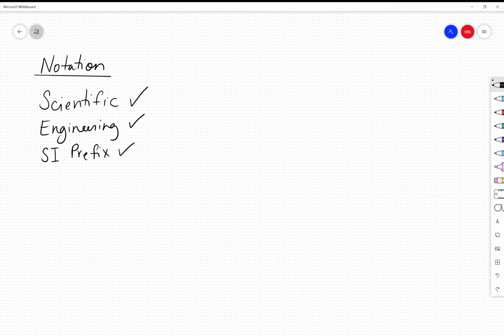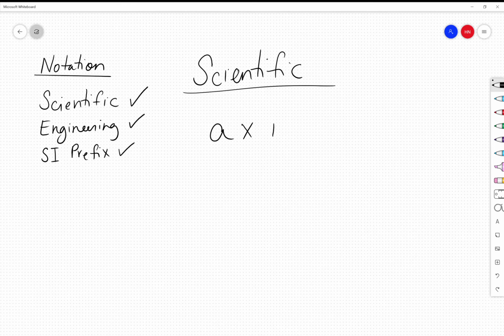Okay, so now let's talk about scientific notation. The scientific notation format is any number, I'm going to call the number A, it can be any number, decimal as well, multiplied by 10 to any integer B. So A has to be any number that is less than 10. So it cannot be 10.